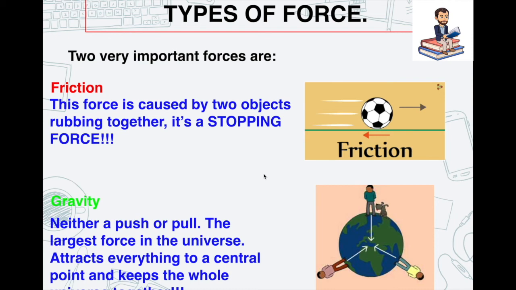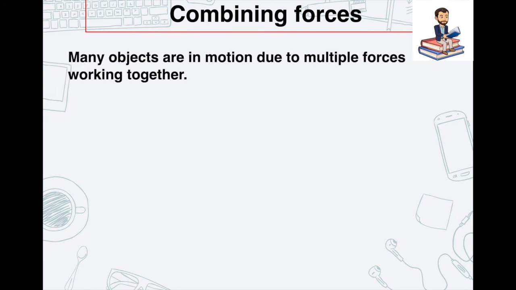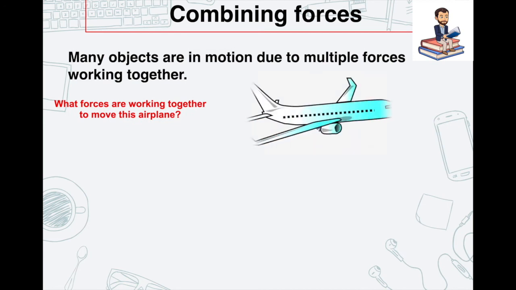I want to talk quickly about combining forces now. There are many objects in motion, not just because of one force, but because of multiple forces working together. So, what forces do you think are working together to move an aeroplane? What forces do you think are in play to keep that aeroplane in the air and also for it to fly along? If you guessed it was a pushing force and air resistance, you are correct.